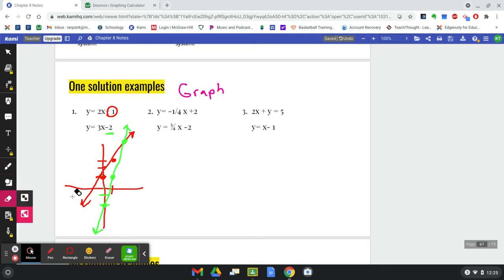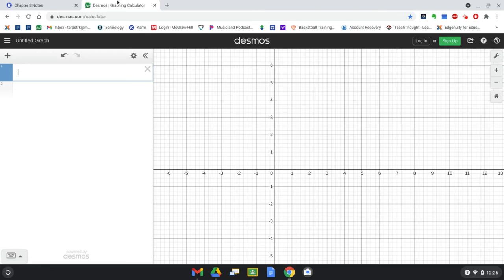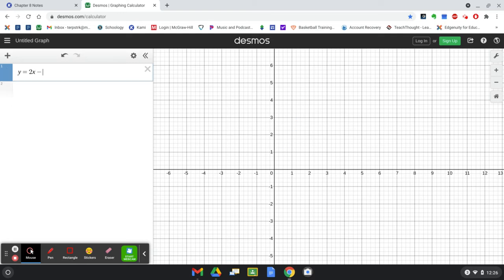So we're going to look at Desmos.com. I want you to pause your video here and open up Desmos.com, or click on the link in the agenda. All right, so if you go to Desmos, I want you to type in y = 2x - 1.